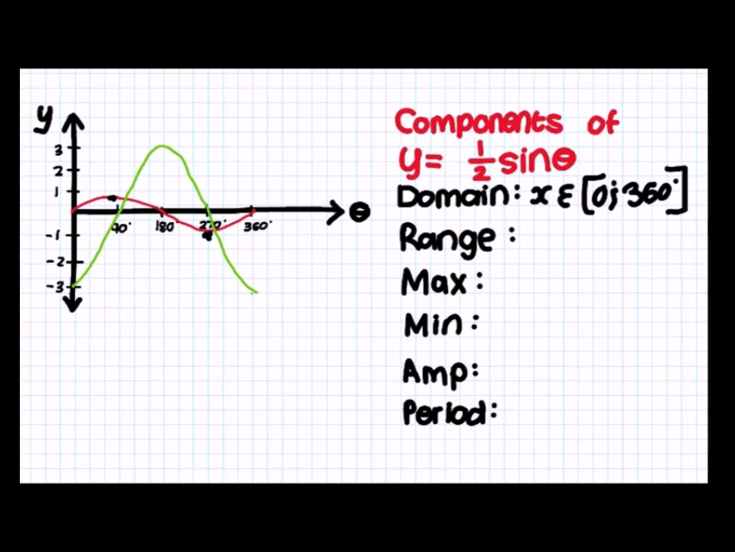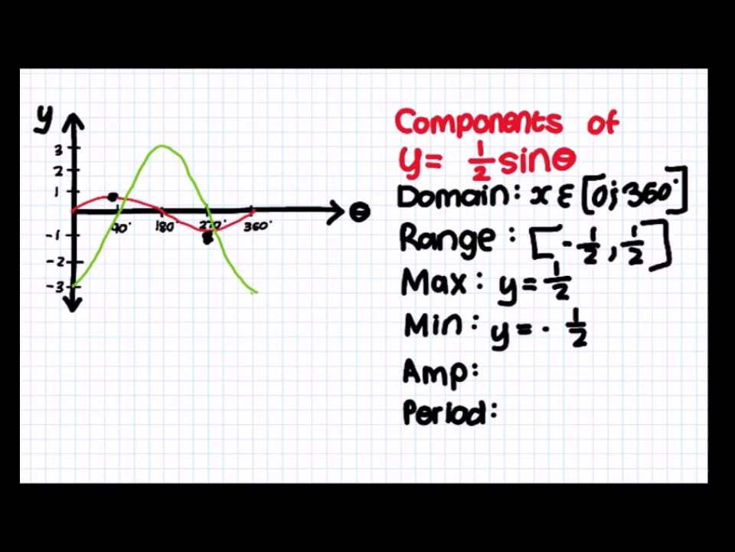So if we look at the range here, we look at the highest y value, the greatest y value, which is at a half here, and the smallest y value, the minimum y value, which is at minus a half. So if we write that in, our max is y equals a half, our min is y equals minus a half. Okay, so that means our range for the y values is from minus a half to a half. Okay, so once again we are seeing that the half in front of the sine theta changes the range, it changes the y values, but it has no effects on the domain.